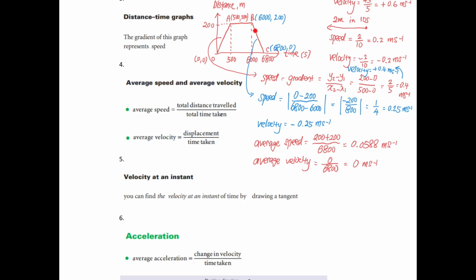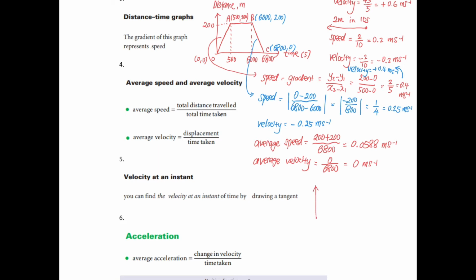But if they ask you to find the velocity at this particular instant, let's say at the time of 6,500 seconds, then drawing a tangent is not meaningful here, because the tangent has the same gradient as this value, negative 0.25. So for a straight line graph, velocity at an instant is just similar to the gradient of that straight line.